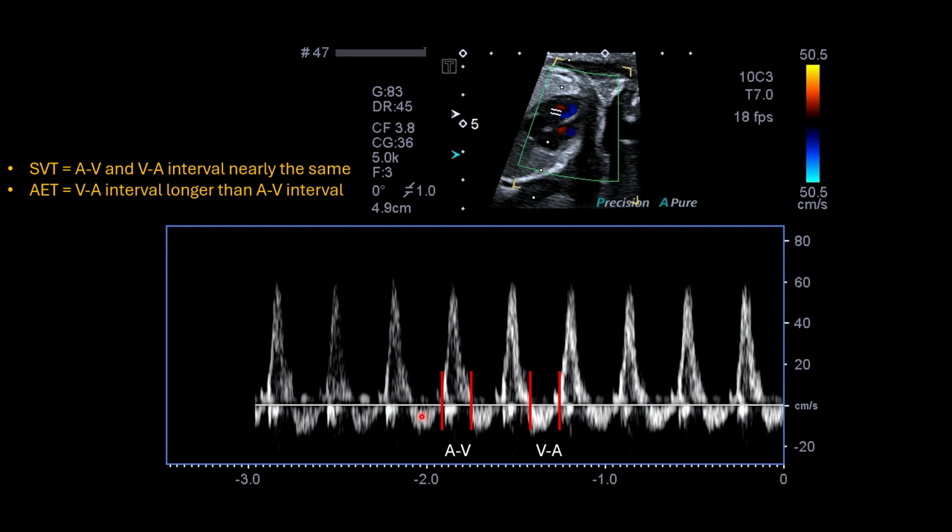And so what you see typically with SVT, the AV and VA intervals, so the A to V interval, the onset of the A wave, which is this, to the V wave here, is similar, if not identical, to the V to A interval. But with atrial ectopic tachycardia, the VA interval is much longer than the AV interval. And I don't have an example of that, but just keep in mind that this is the way that you can differentiate the two, SVT and AET.